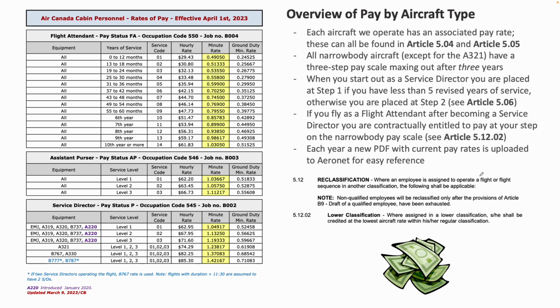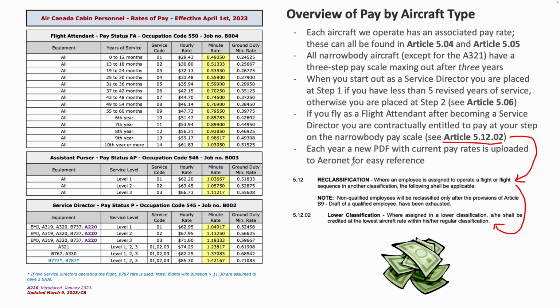So once you become a service director, if you fly as a flight attendant, you are contractually entitled to pay at the very least at your applicable step on the narrow body pay scale. The reference for this is Article 5.12.02, which we have included on this slide for your convenience. Most specifically, it would be this section here. So the difference is Article 5.12.02.